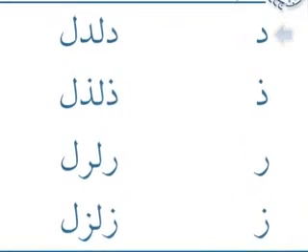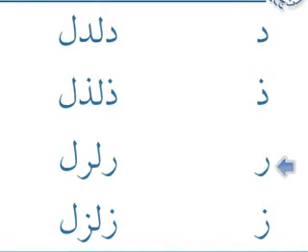Alphabets 8 to 11, we have Dal, Dhal, Ra and Za. Now these all follow the same pattern in the sense that none of these letters can actually be joined to the letter after. However, they can be joined to the letter before. So again, if we take the Dal example, we've got Dal on its own. We've got a Lam joining to a Dal, so Dal joining to the previous letter. But you can see the Dal itself cannot join to the Lam after it, because the Dal is not allowed to join to the letter after it. And that is the same for all of these letters.